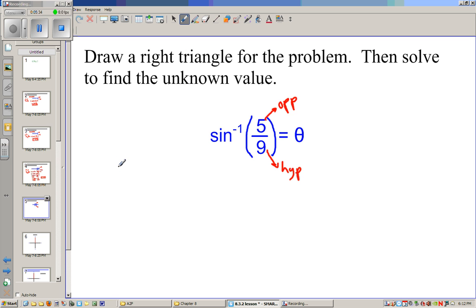Okay, hopefully that was enough time for a pause. I'm going to draw my triangle in here. I'm going to make this angle be my theta. So sine of 5/9. So my opposite side needs to be 5, and my hypotenuse should be 9. So there's that triangle.